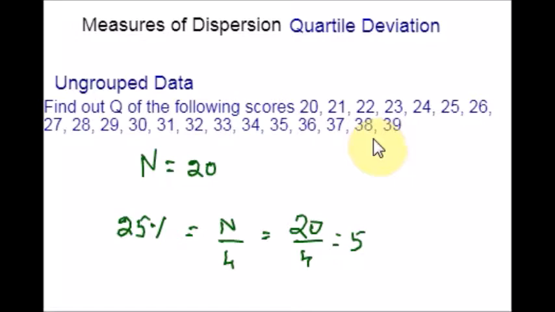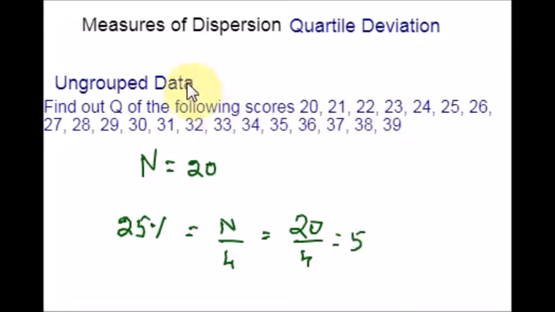Likewise, Q3 is a point below which 75% of the cases lie. So what is the 75%? 3/4 of n. So 3/4 of 20 is 15. So we find that the 15th information is this, the value in between these two. So 34.5. 15 cases lie below. So thus Q3 is 34.5 and Q1 is 24.5.